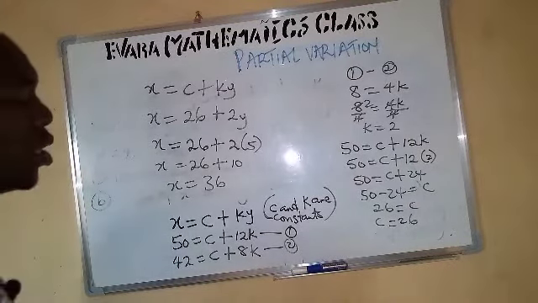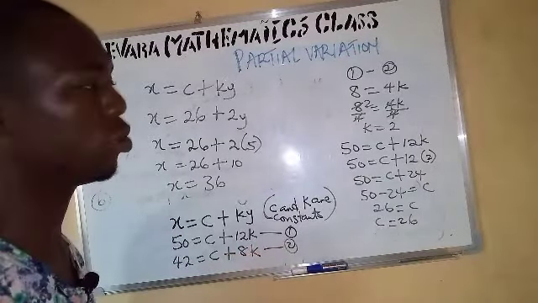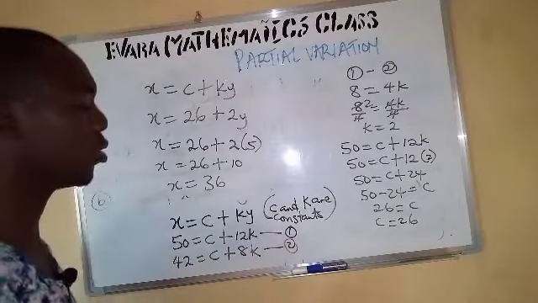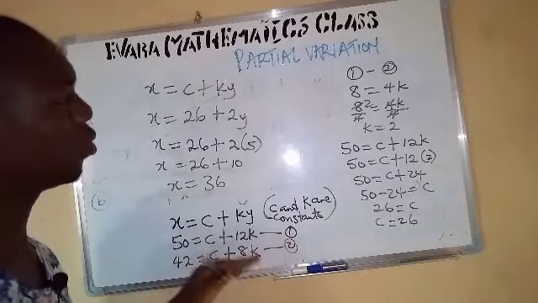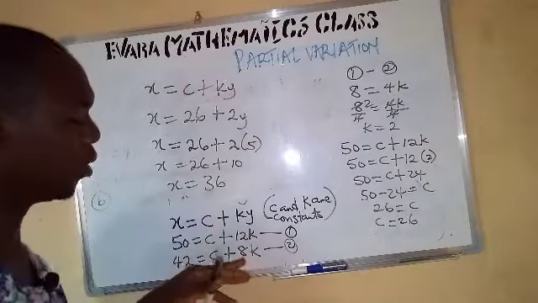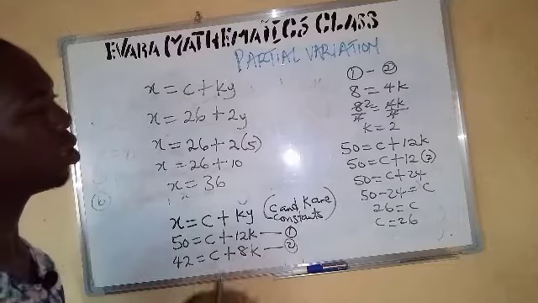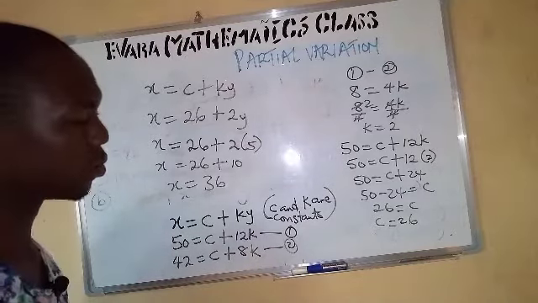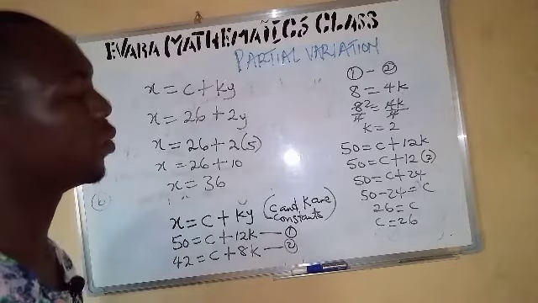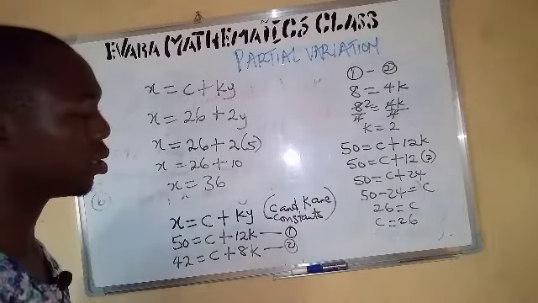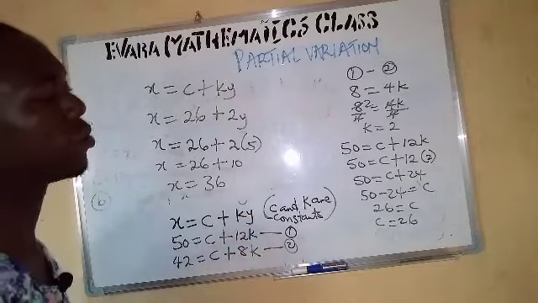The only challenge here is if we've forgotten how to solve simultaneous equation. That is why we treated simultaneous equation first before this topic, because we already know that partial variation usually involves simultaneous equation. So if you're having any difficulty in doing this, you can simply refer back to the lesson on simultaneous equation, particularly that elimination method, so that we'll be able to understand this perfectly.